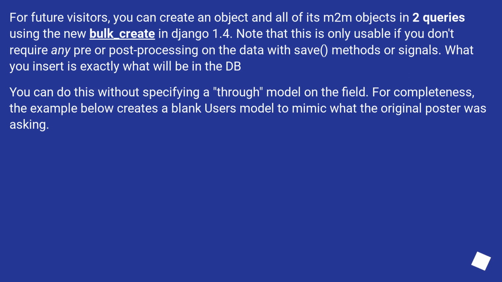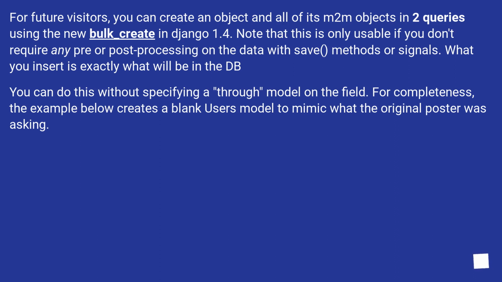For future visitors, you can create an object and all of its M2M objects in 2 queries using the new bulk_create in Django 1.4. Note that this is only usable if you don't require any pre- or post-processing on the data with save methods or signals. What you insert is exactly what will be in the DB. You can do this without specifying a through model on the field.